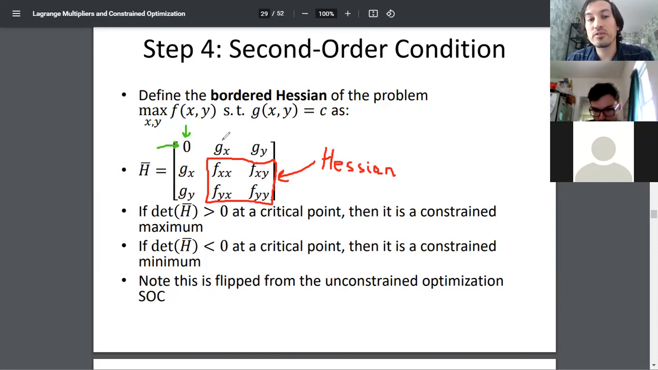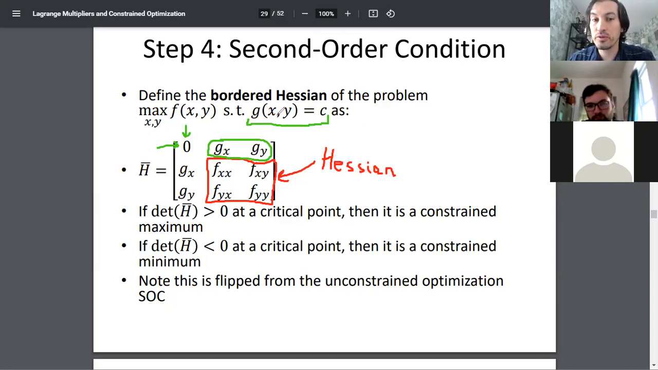If you look at the first row, you get the partial derivatives of not the objective function, but of the constraint, where, if you write the constraint this way, it's essentially a function.